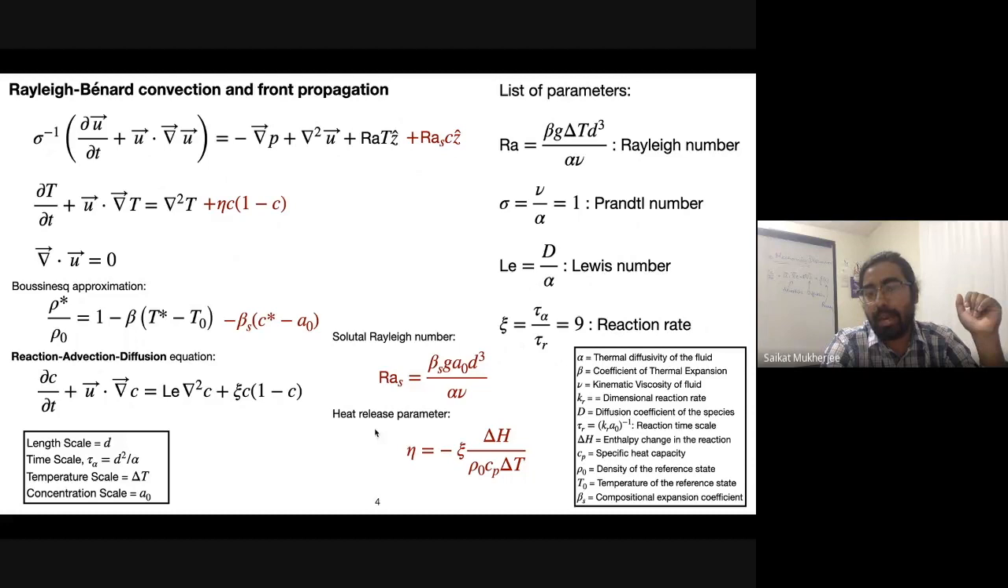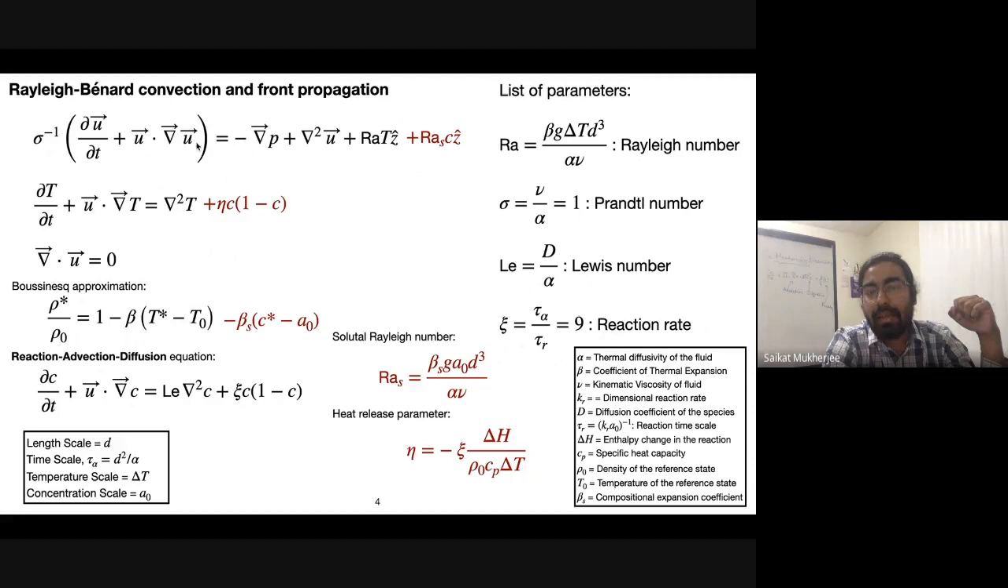This is basically the ratio, again, of buoyancy to viscous forces, where buoyancy is now produced by the difference in densities between the products and the reactants. And then you have this term, eta times C times 1 minus C. This is from an exothermic reaction. Suppose your chemical reaction is exothermic, then it will release heat. Or if it's endothermic, then it's just a change of sign. But there will be a change of heat in your system, and that will affect the temperature equation, which will in turn affect the fluid velocity.